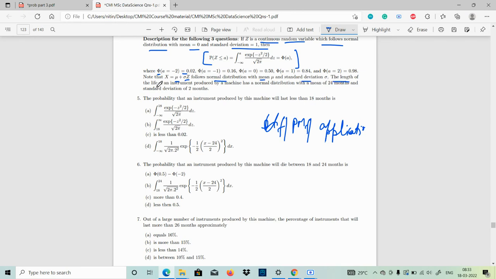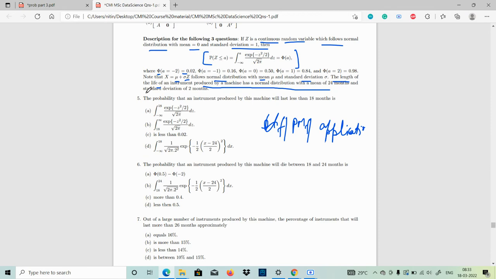And it's asking about x plus, obviously, mean plus sigma Z following a normal distribution with mean 0 and standard deviation 1. The length of life of an instrument, obviously an application based question, produced by a machine is normally distributed with a mean of 24 months and standard deviation of 2 months. The probability that an instrument produced by this machine will last less than 18 months. So basically it's asking the probability that x is less than or equal to 18 months.